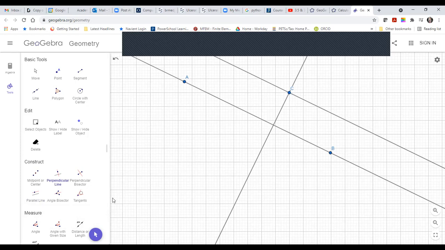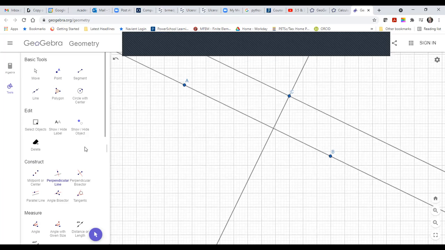So if you want, you can measure the, okay.